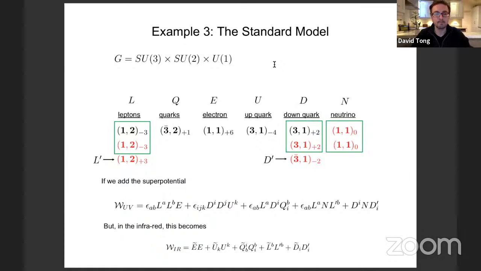David, quick question. Yeah, please. So could you give us an intuition? What does the supersymmetry magic involve?